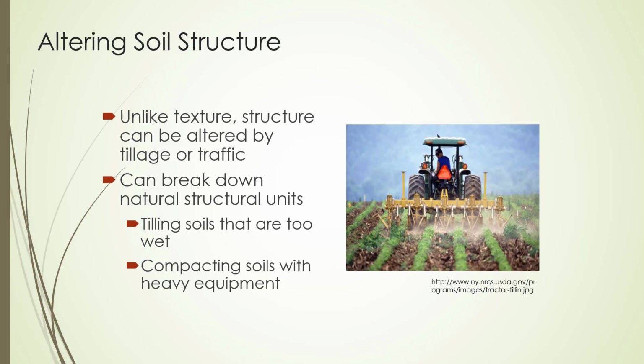Structure can be altered by tillage or traffic, and this breaks down the natural structural units or aggregates. If you till the soils when they're too wet, this can happen, and you can compact the soil with heavy equipment.